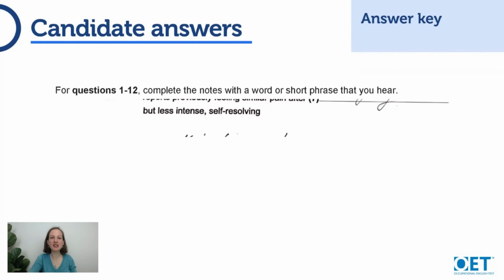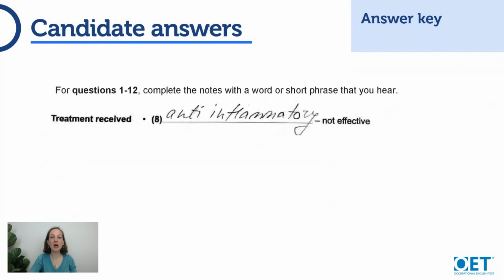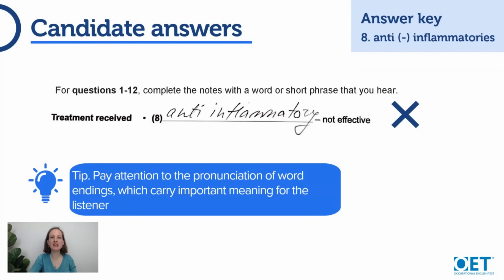The answer for question 8 is not correct and would score the candidate 0. While it's clear that the candidate has identified the correct word in the audio for the answer, there is an obvious and critical difference between one anti-inflammatory tablet and a number of anti-inflammatories. The pronunciation in the audio is clear, so you would be expected to write the correct plural form for the answer. Pay attention to the pronunciation of word endings.